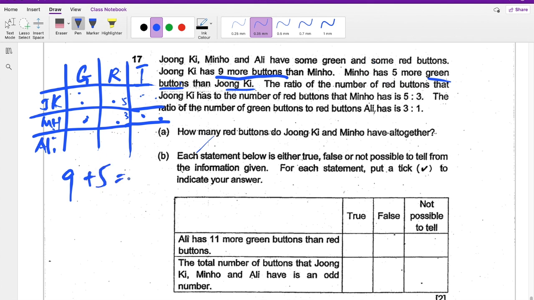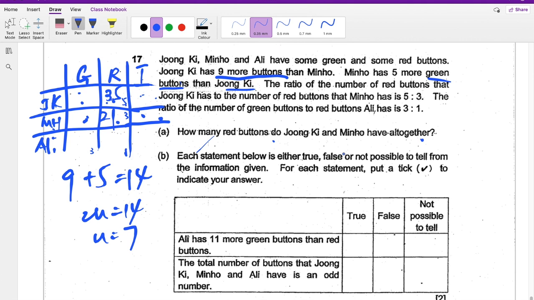But for green, it's 5 less actually. So you need to add 5 to 9, which is 14. So for the red button, Junki has 14 more than Minho. When we see that the ratio here is 5 to 3, so this 2 units is 14, so 1U is 7. So we can calculate the red button here is 5U, 35, and here Minho has 21, right? He says the ratio of the number of green buttons to red buttons for Ali, green to red, is 3 to 1. Okay, we'll leave it.